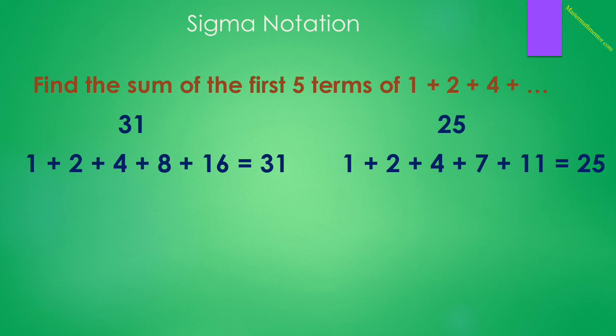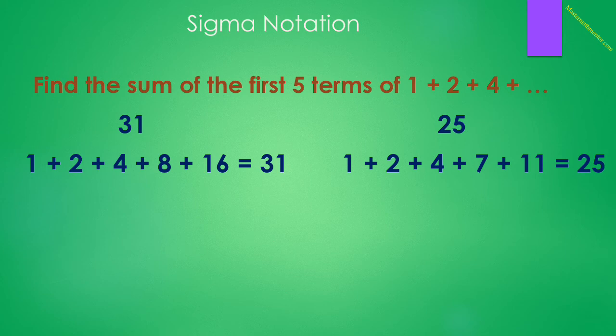Each answer makes sense. The 31 comes from 1 plus 2 plus 4 plus 8 plus 16, where each term is double the previous term, and we end up with 31. 25 also makes sense. The differences between the terms 1, 2, 4, 7, and 11 are 1, 2, 3, and 4, and that gives 25.